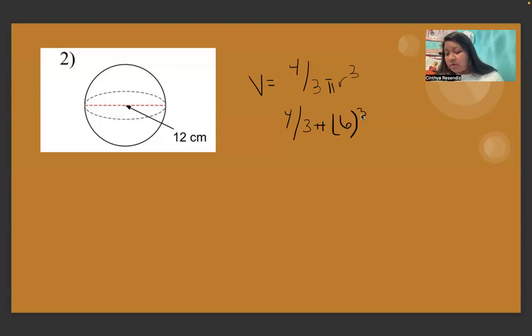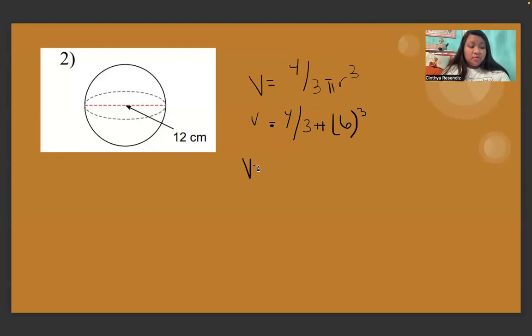Okay, so now we would get our calculators out. I'll give you a chance to calculate this. Using your calculator, I'll give you some time to solve this problem while I get my calculator out. So 4/3 times pi times 6 cubed would be, what did you guys get?